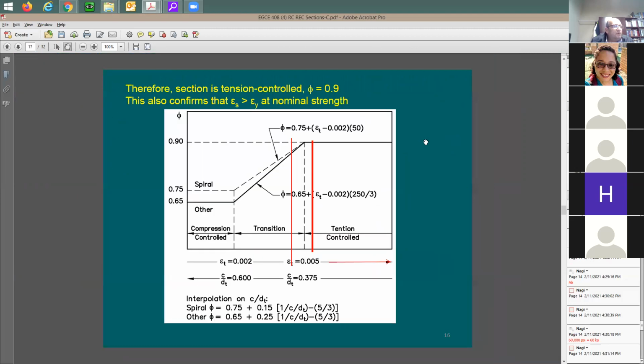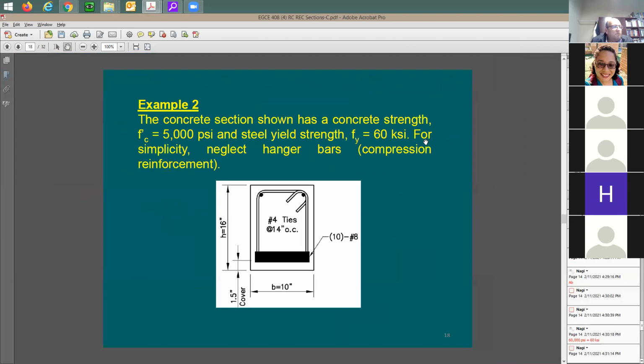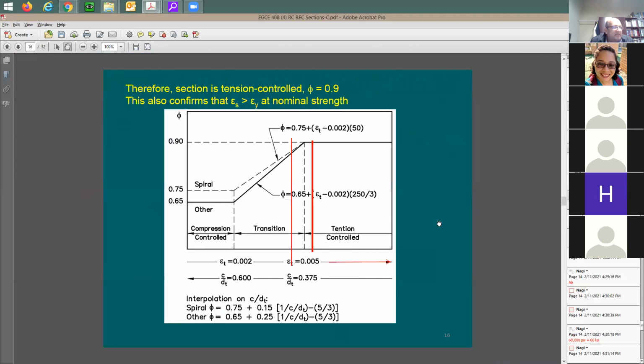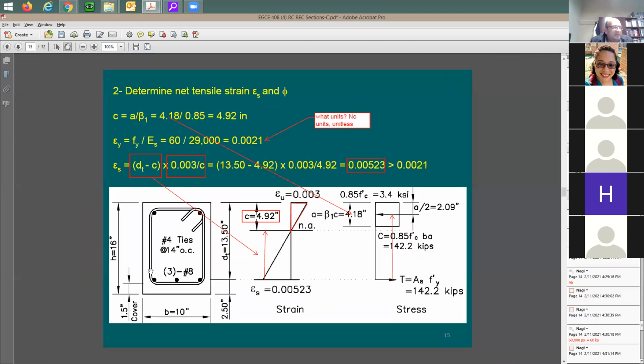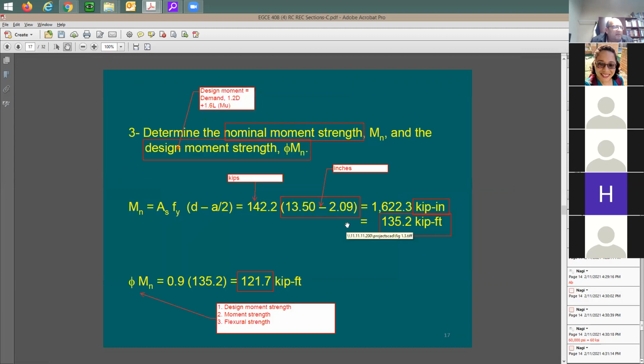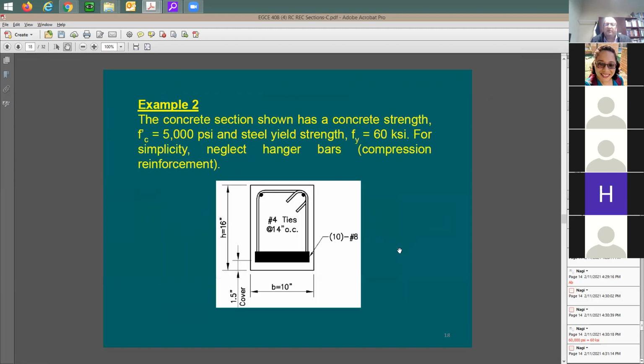Okay, now we're good with this example. Now let's try here, just for the sake of discussion. What happens if I put the number 8? This is exactly the same problem. Look at this, same section properties: 10 inch, 16 inch, 1.5 inch cover. I have 3 number 8. Now all of a sudden I throw in lots of rebars because the capacity was not enough. I'd like to see what the effect of doing this is.